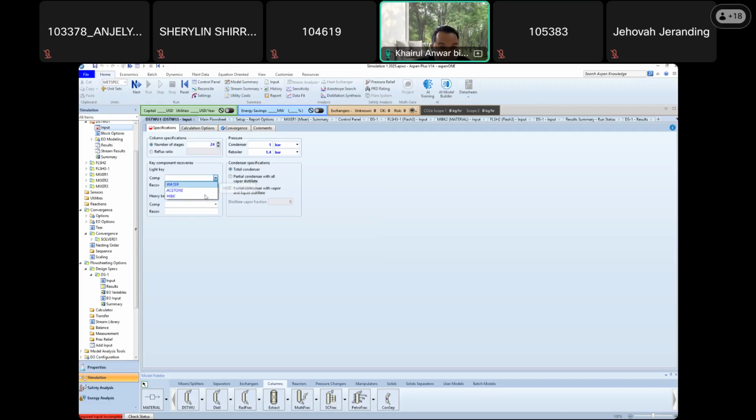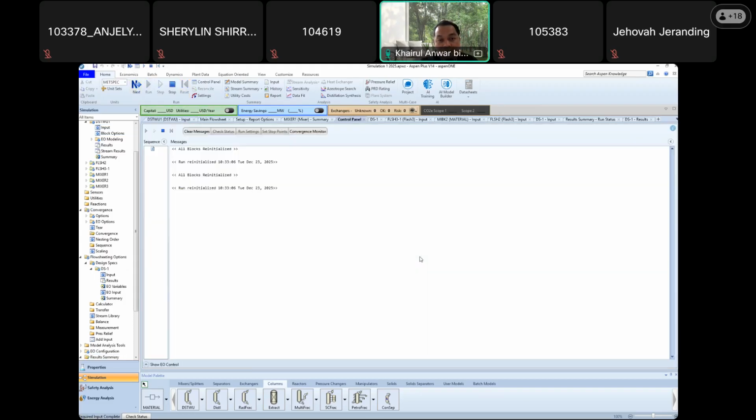Acetone, the light key is acetone. How much do you want to recover? 0.95 or 99.5%. MIBK is the heavy key, recovery is 0.01, 1%. Reset and run the simulation.